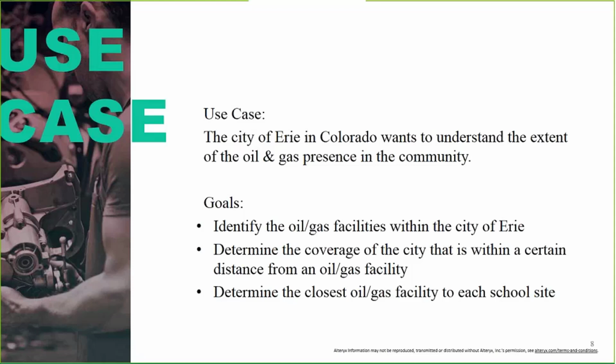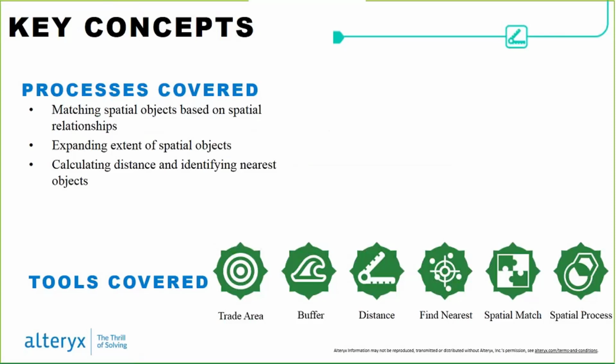And then they want to determine the closest oil and gas facilities to each school site that exists in the community. So pretty common, you can see we're looking at what oil and gas facilities are within a spatial object. We're maybe going to be looking at distance for the closest oil and gas facilities to each site. And then we're also going to be working with coverages. So how do we expand or contract the extent of some of our spatial objects? And these are the tools that we're going to be using to do so.